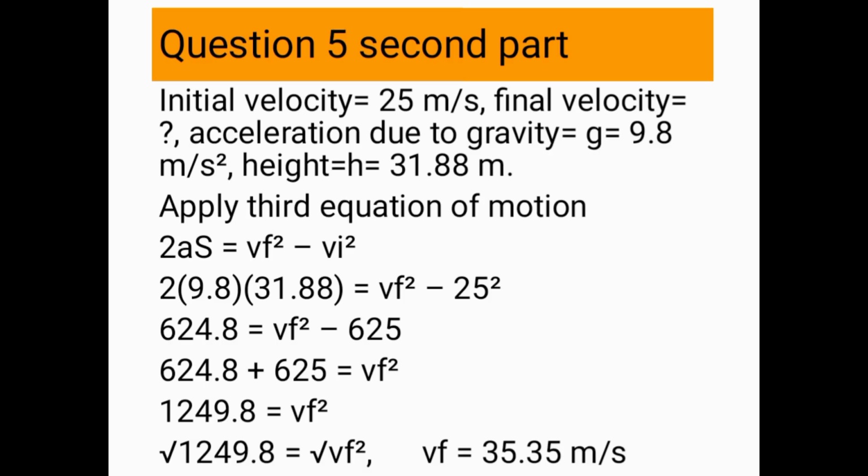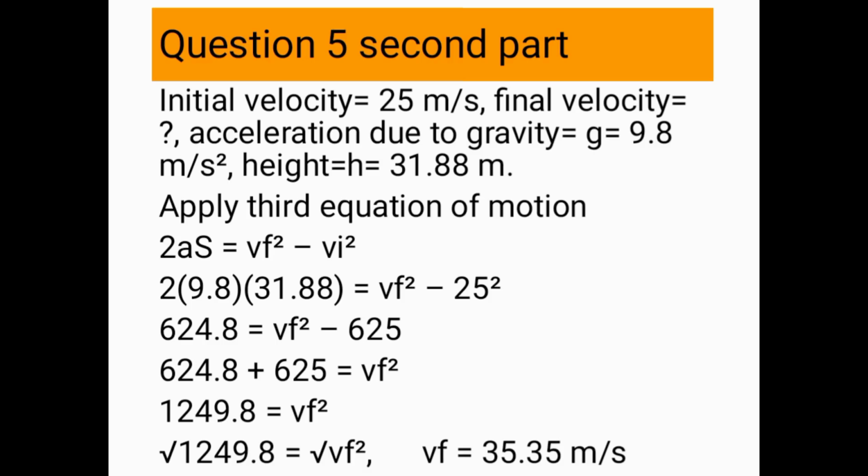Question 5. Second part. Initial velocity equals 25 meters per second, final velocity equals?, acceleration due to gravity g equals 9.8 meters per square second, height h equals 31.88 meters. Apply third equation of motion, 2gh equals Vf squared minus Vi squared. 2 times 9.8 times 31.88 equals Vf squared minus 25 to the power of 2. 624.8 equals Vf squared minus 625.